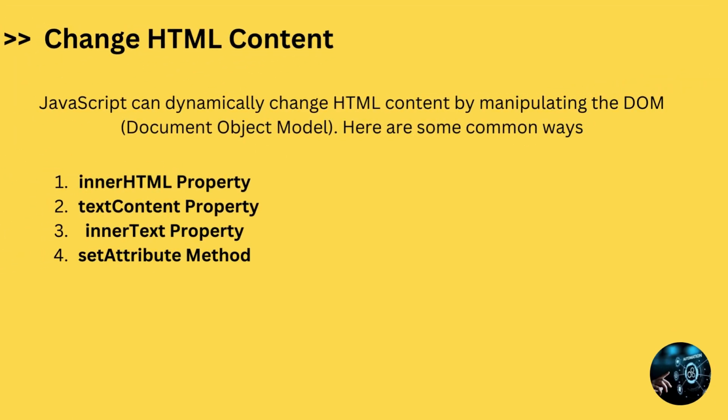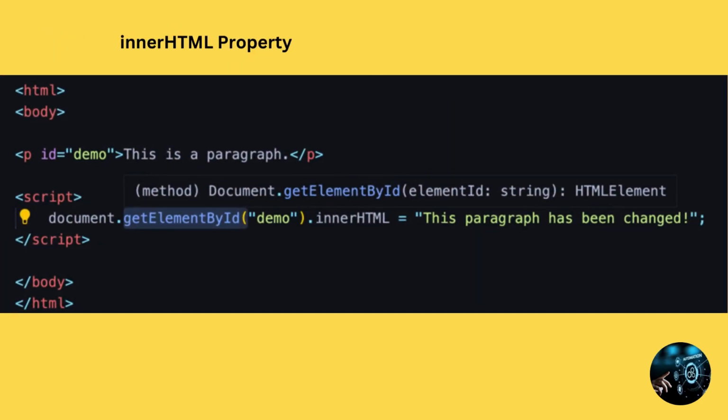JavaScript can dynamically change HTML content by manipulating the DOM, that is the Document Object Model. Here are some common ways JavaScript can be used to change HTML content. Using the innerHTML property. The innerHTML property can be used to change the content inside an HTML element. Here is an example.